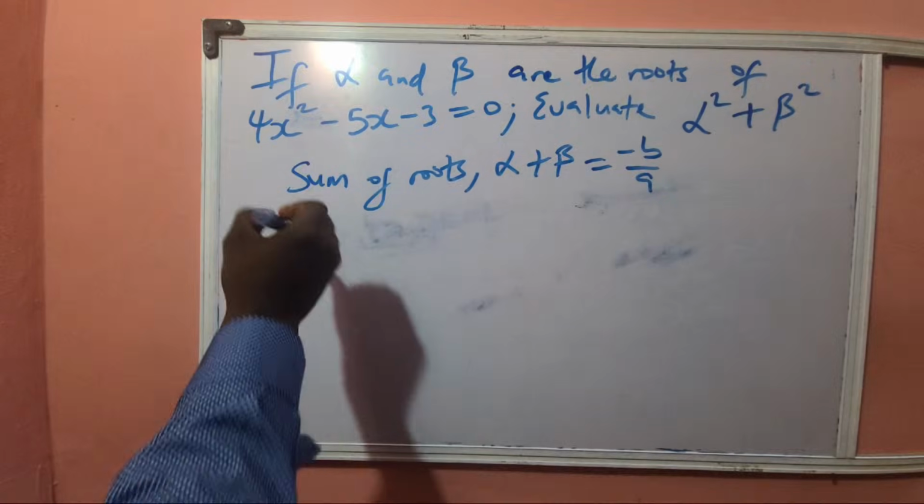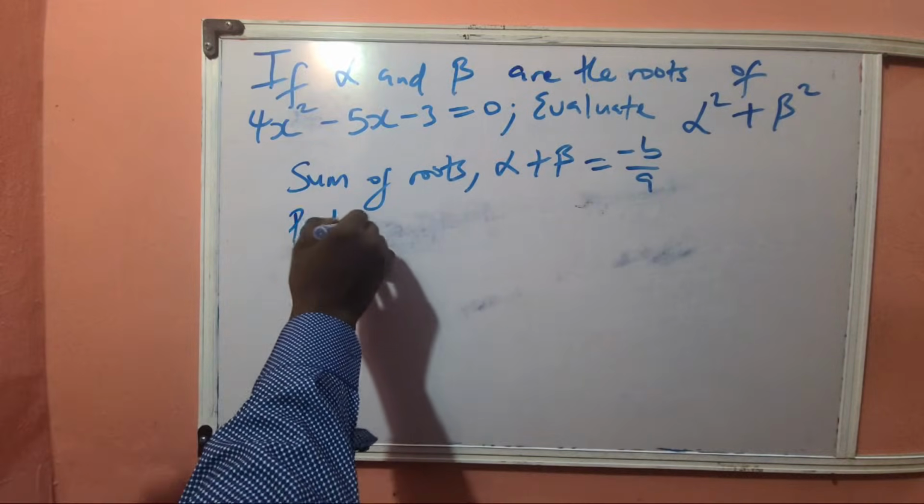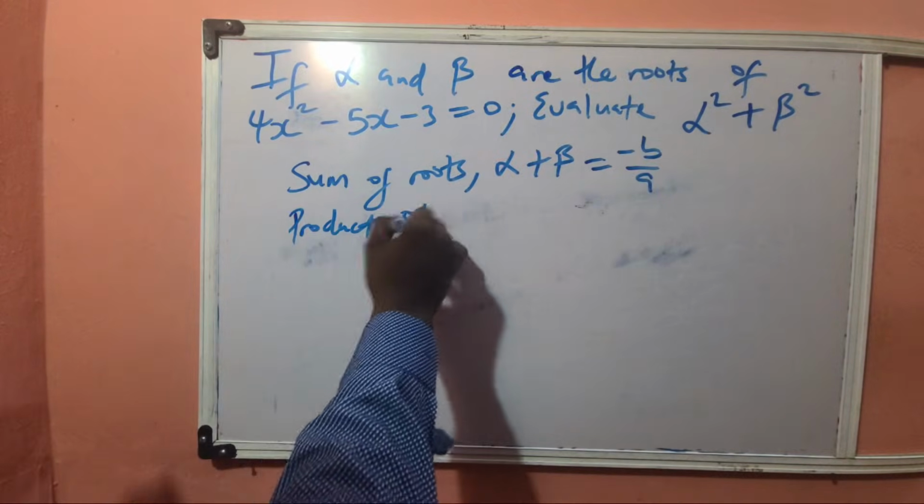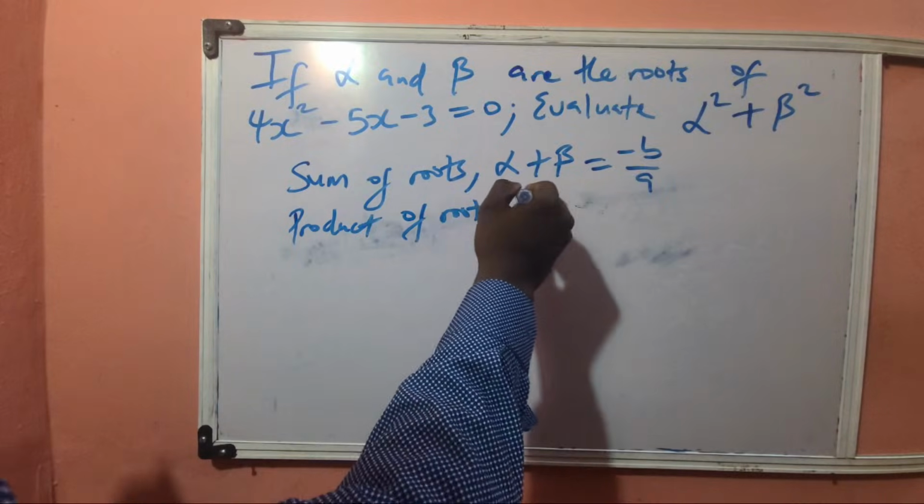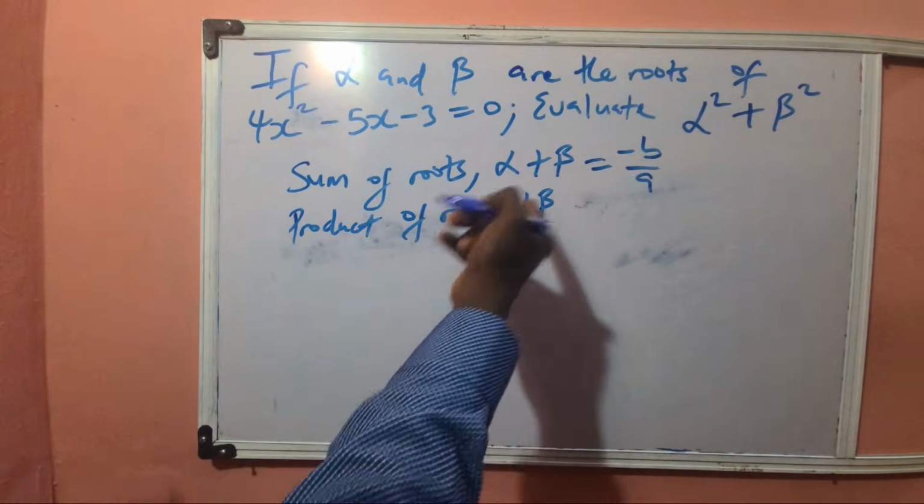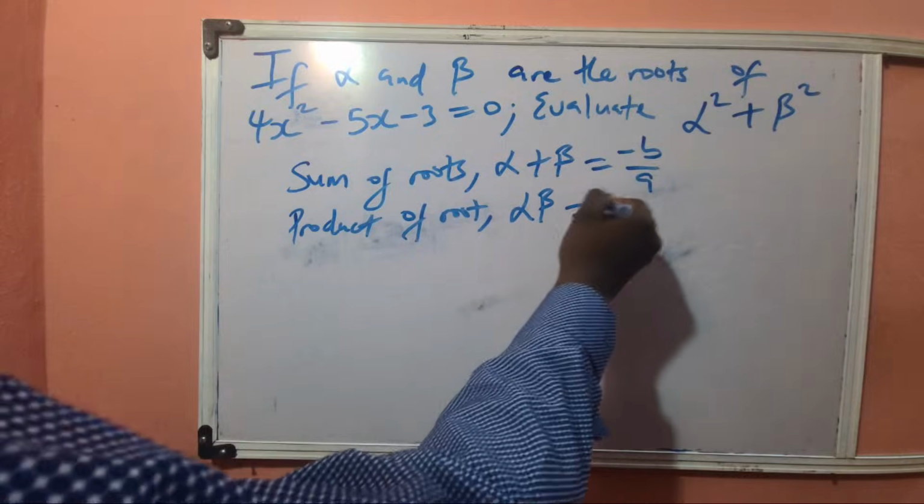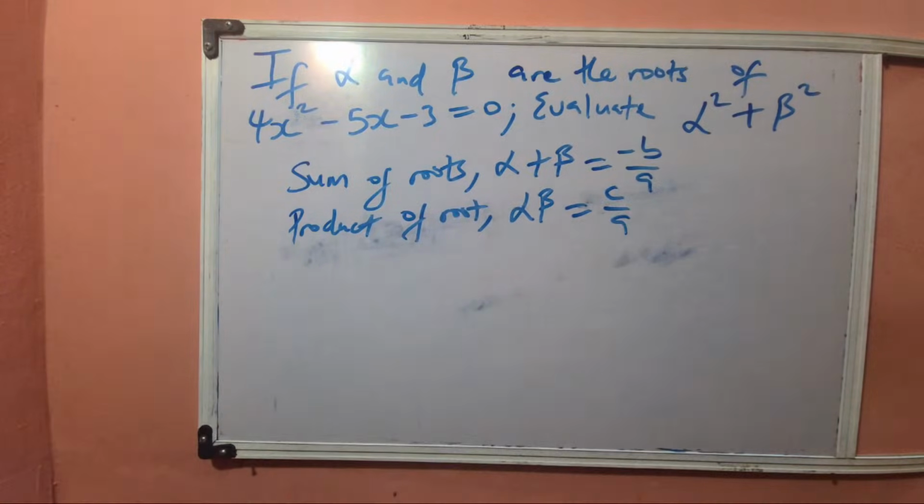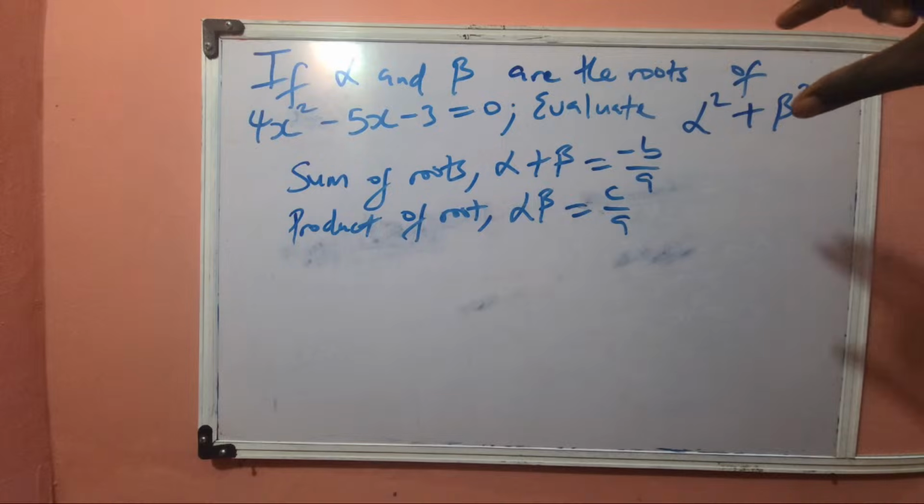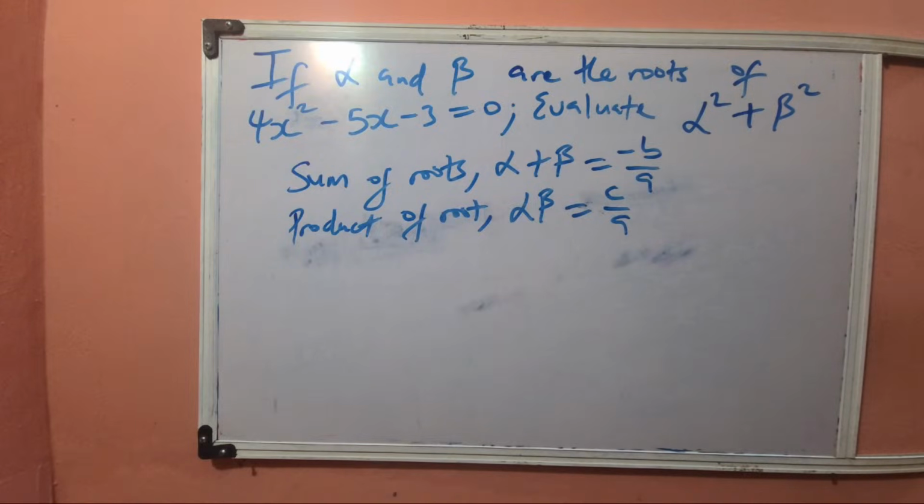All right. And the product of roots, of course, that's alpha times beta, is given as c over a. These are things you have to know. There is a very great explanation for it, but since we're not doing that right now, these are things you just need to note. You need to have them somewhere at the back of your mind. All right.